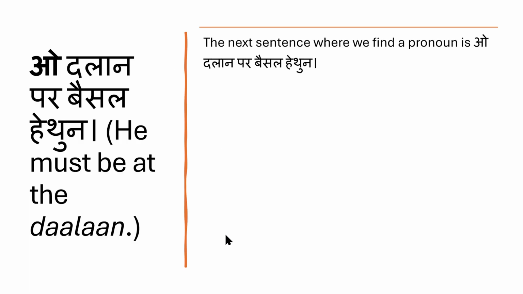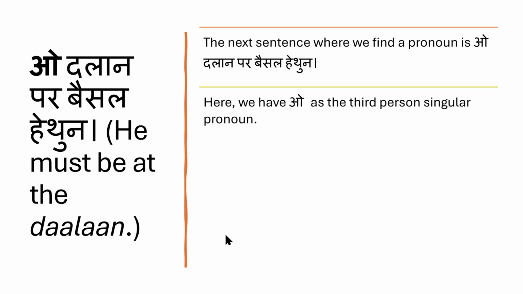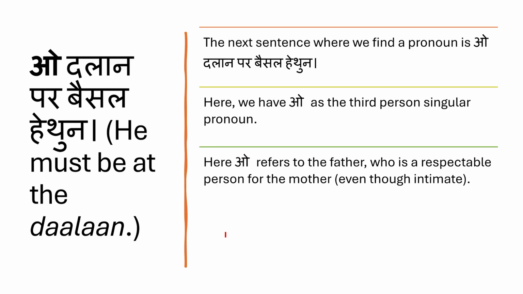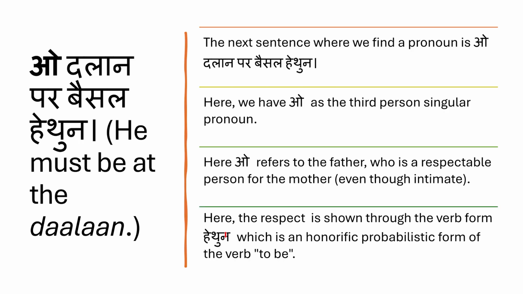The next sentence where we find a pronoun is "O dalan par baisal hethun." Here, we have O as the third person singular pronoun. Here, O refers to the father, who is a respectable person for the mother, even though intimate. Here, the respect is shown through the verb form hethun, which is an honorific probabilistic form of the verb to be.